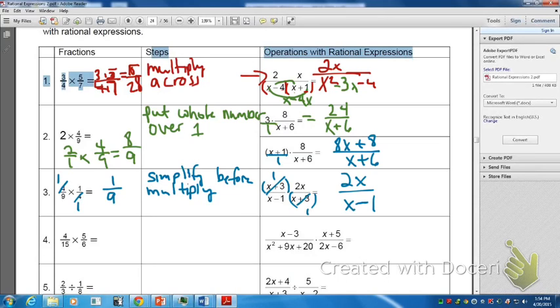Okay, moving on. Question 4. We have a 4/15 times a 5/6. Can we do some reducing this time maybe? Yes, very good. You have the 5 and 15 you can reduce. That would become 1 and that would become 3. The 4 and the 6, 2 and 3. So again, you can reduce or simplify before you multiply.